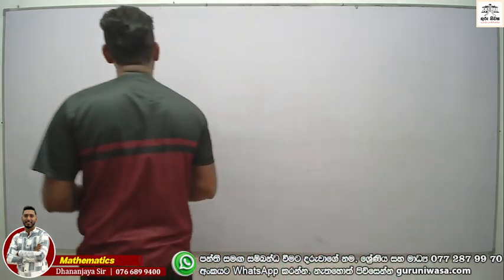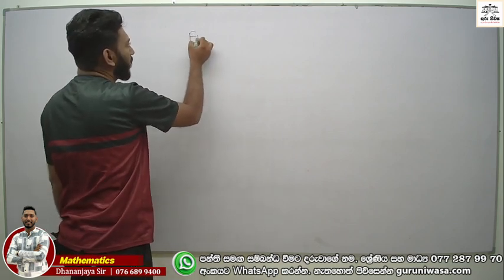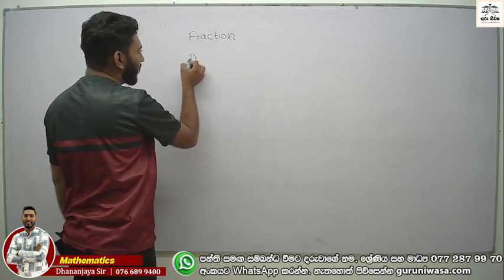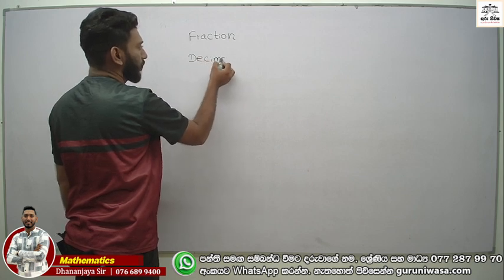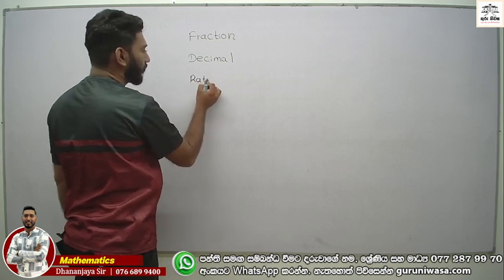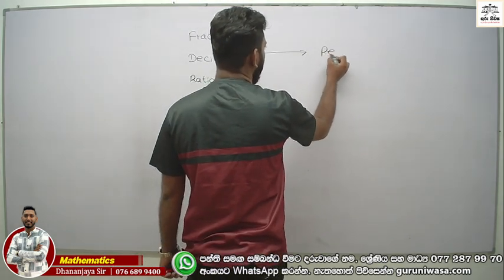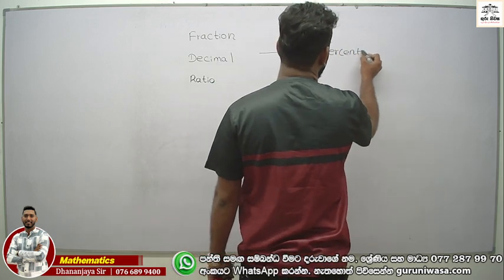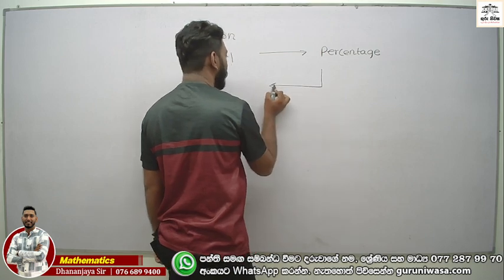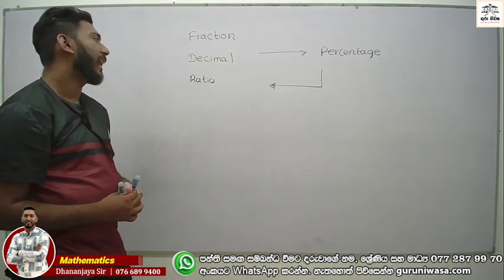Right. Now look at the board. And now you know the first one. Any fraction, any decimal, as well as any ratio, you can change as a percentage. As well as any percentage, you can change as a fraction, decimal, and ratio also.